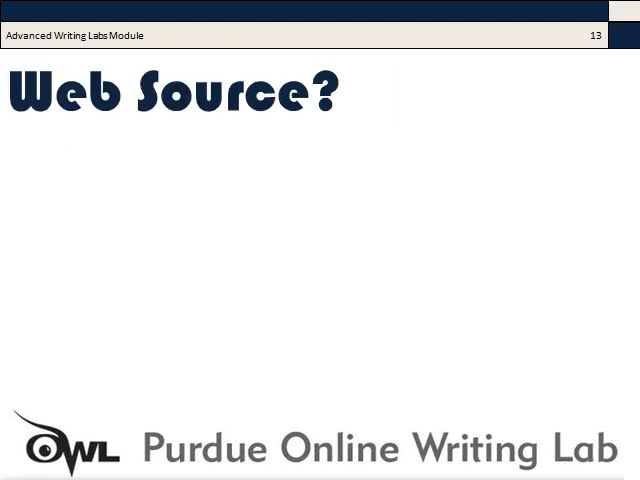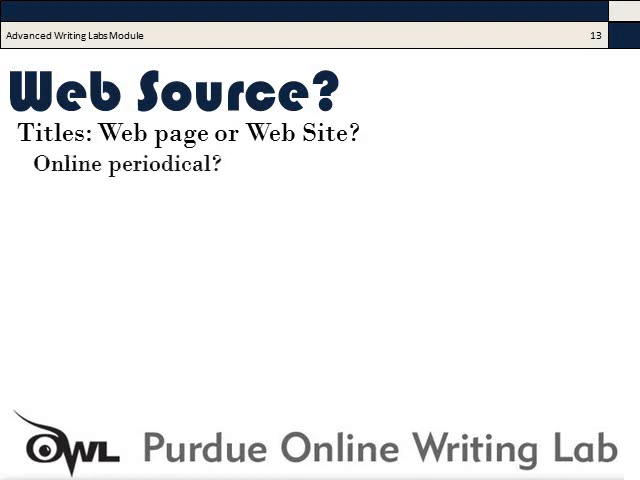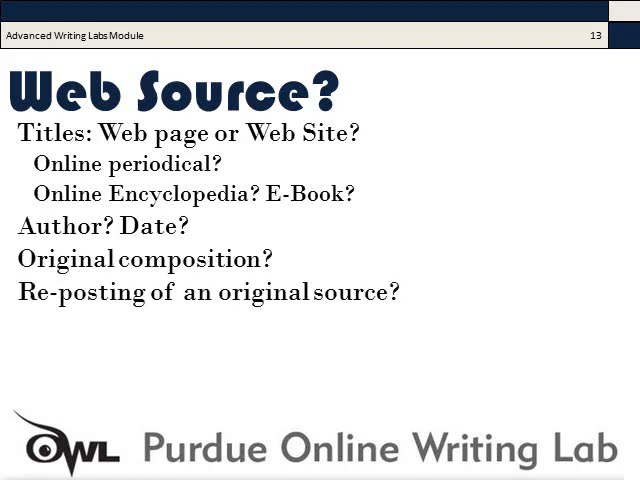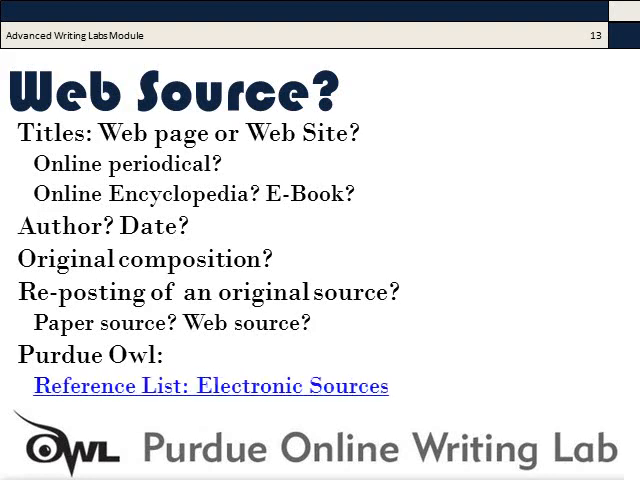If it's a web source, you have to be very careful, especially with titles. When you see a title on a web page, is that the title for the page, or is it the title for the whole site? Is it an online periodical in which you have to keep track of the dates? Is it an online encyclopedia or an e-book? Is there an author? Is there a date? Is this an original composition, or is it a reposting of an original source? Was that original source on paper or another web source? Again, in the Purdue OWL, you'll find a list of many different formats for electronic sources.